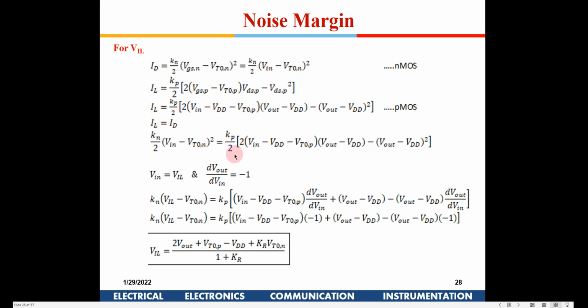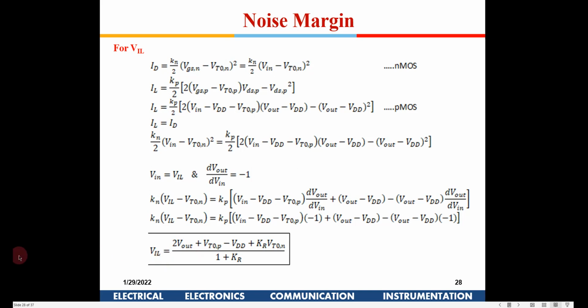Now you equate these two and then differentiate, and after differentiating you take dVout by dVin as -1 and Vin equal to VIL. You make this substitution and you will get one equation. Also, from the initial equation where we have equated the currents, you need to put that in too, because there are two variables, Vout and VIL. You put these two together, you get two equations, and you solve them to get an equation for VIL.